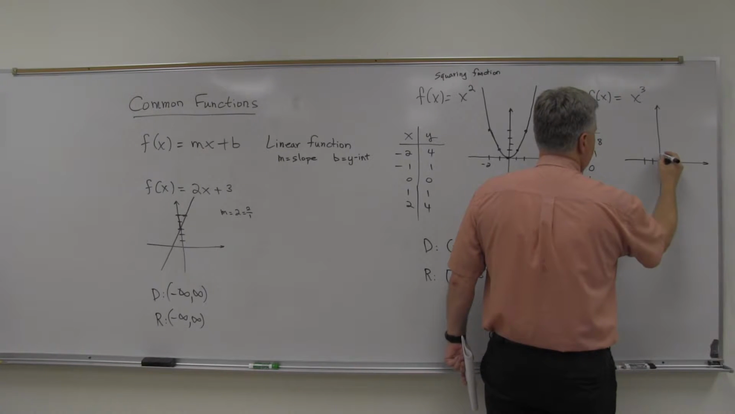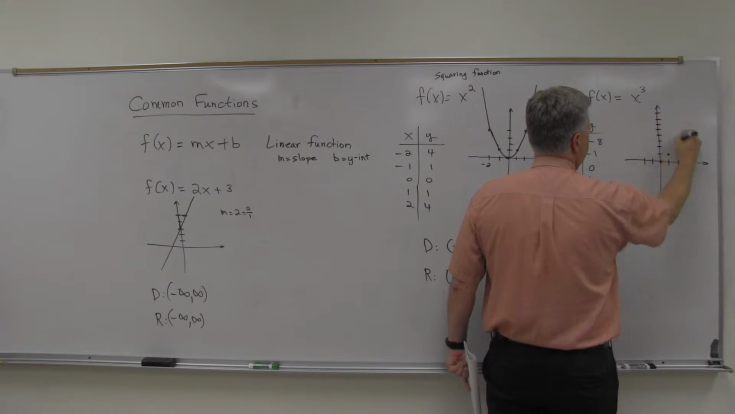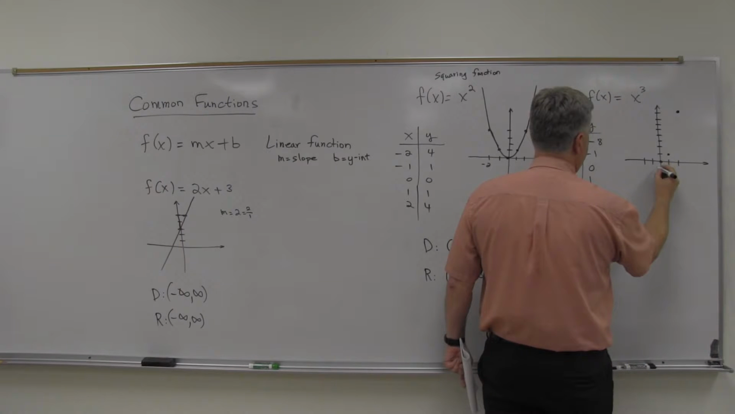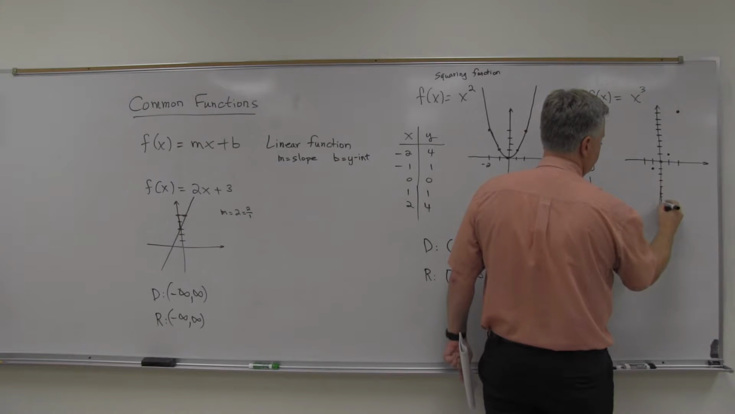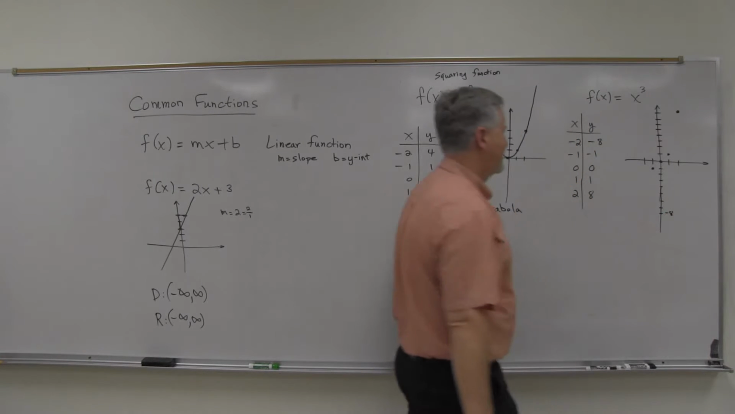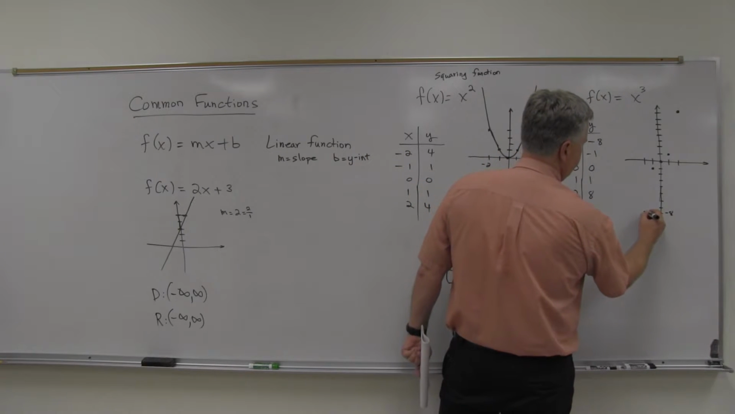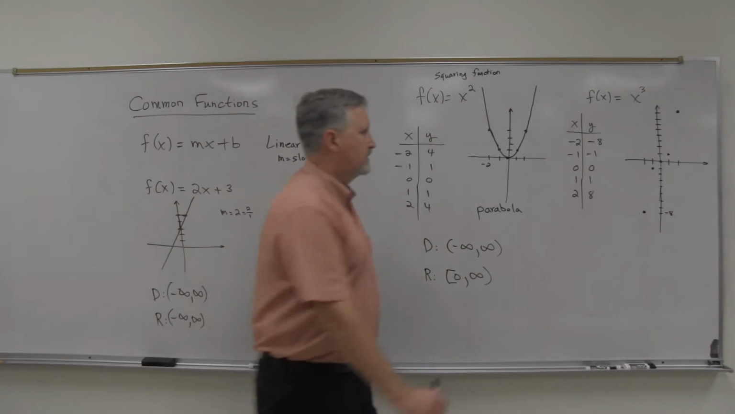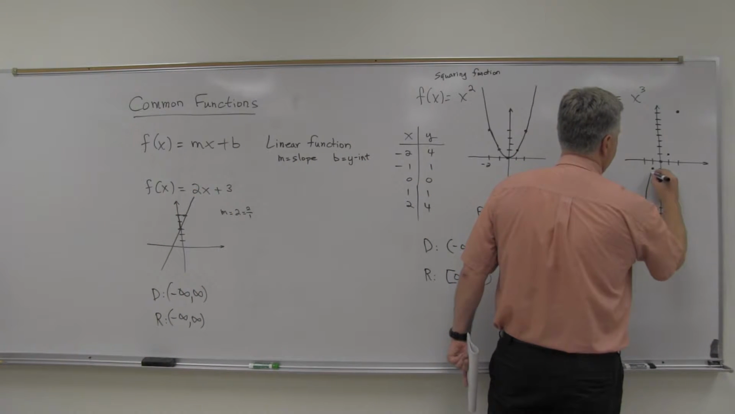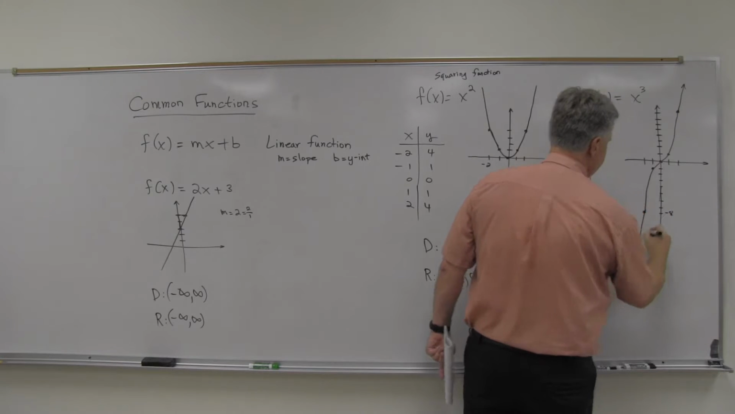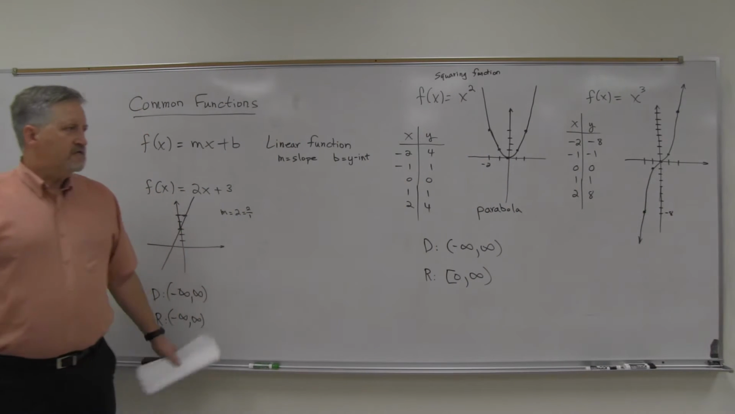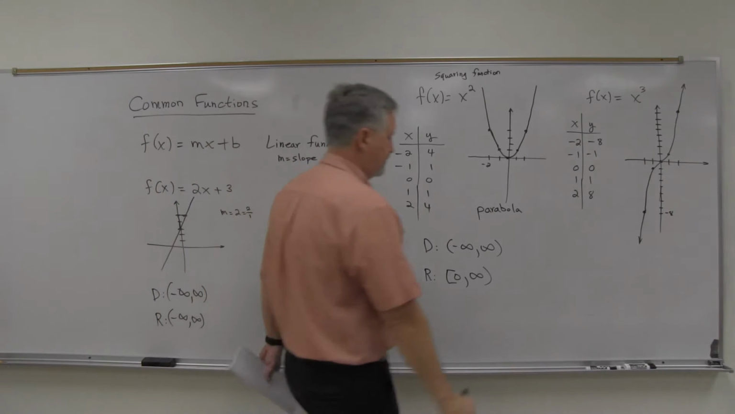So 0 is still 0, at 1 I'm at 1, but then 2 jumps to 8. At negative 1 I'm at negative 1, and at negative 2 I'm at negative 8. So we get a whole different shape on the cubing function. It goes up on the right side, but it's down on the left side. So it's a little different shape there, the cubing function.